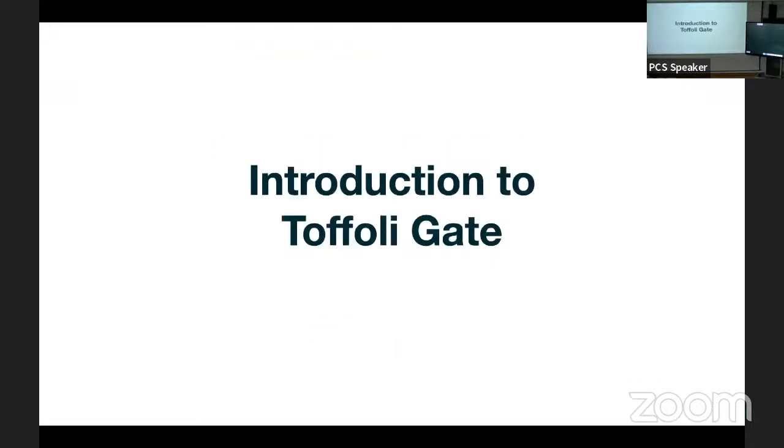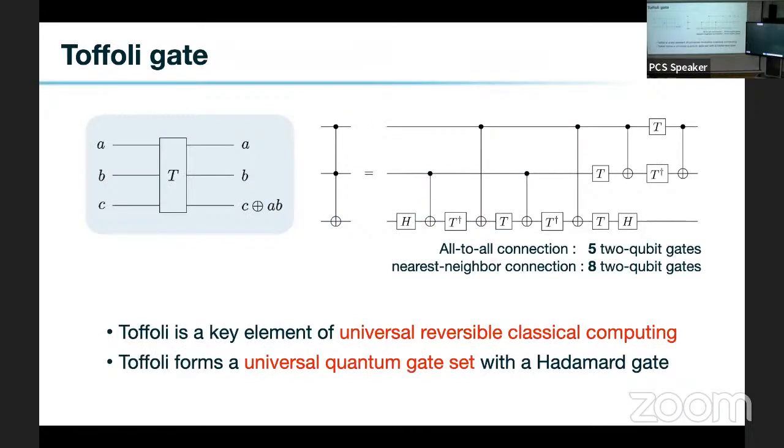I think most of you are not familiar with quantum gates, so I prepared this. The Toffoli gate is also known as the controlled-controlled-NOT gate. Basically, let's say A and B are control qubits, and C is the target qubit. The functionality is that when the control qubits are in the 1-1 state, the target qubit is flipped from 0 to 1 or 1 to 0. That is the function of this Toffoli gate.